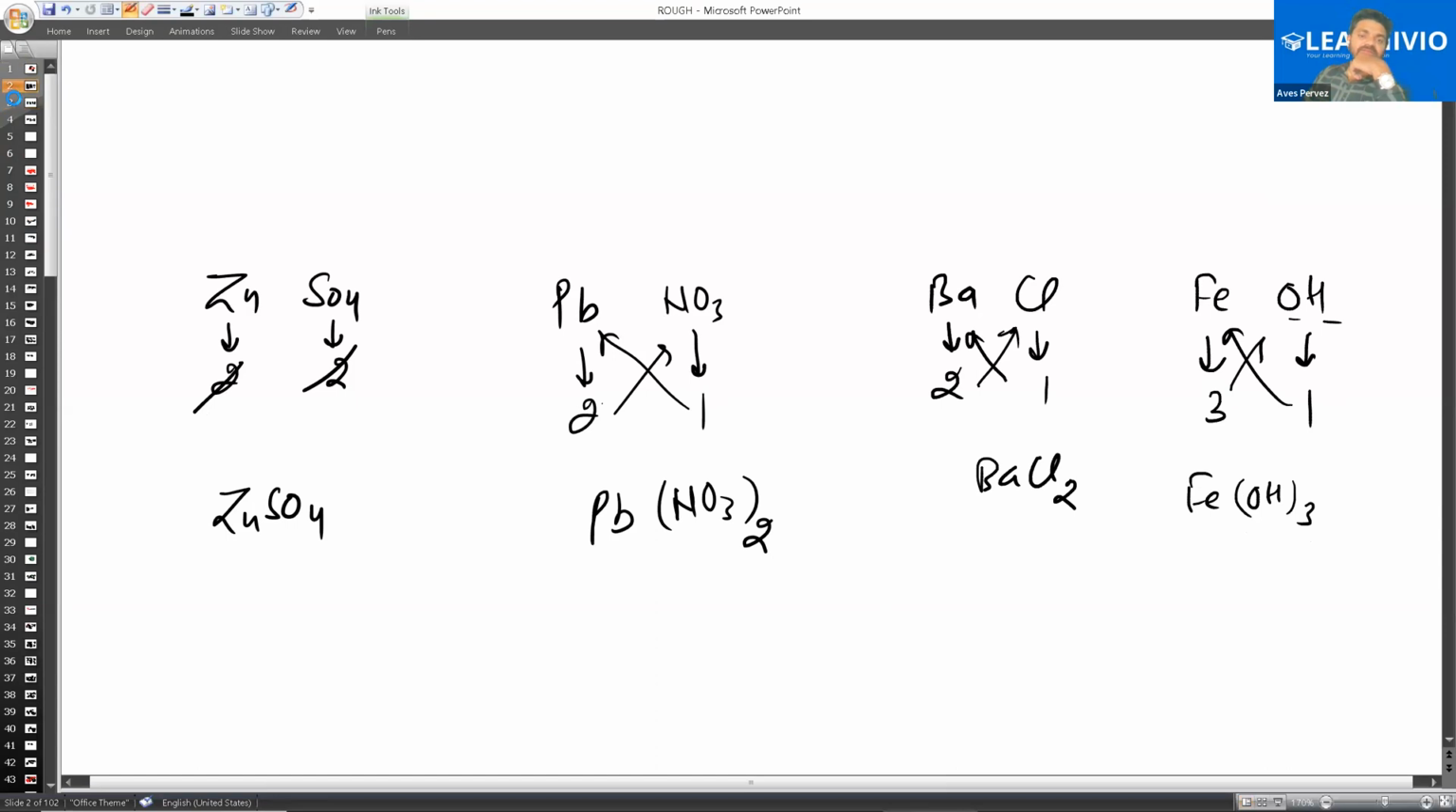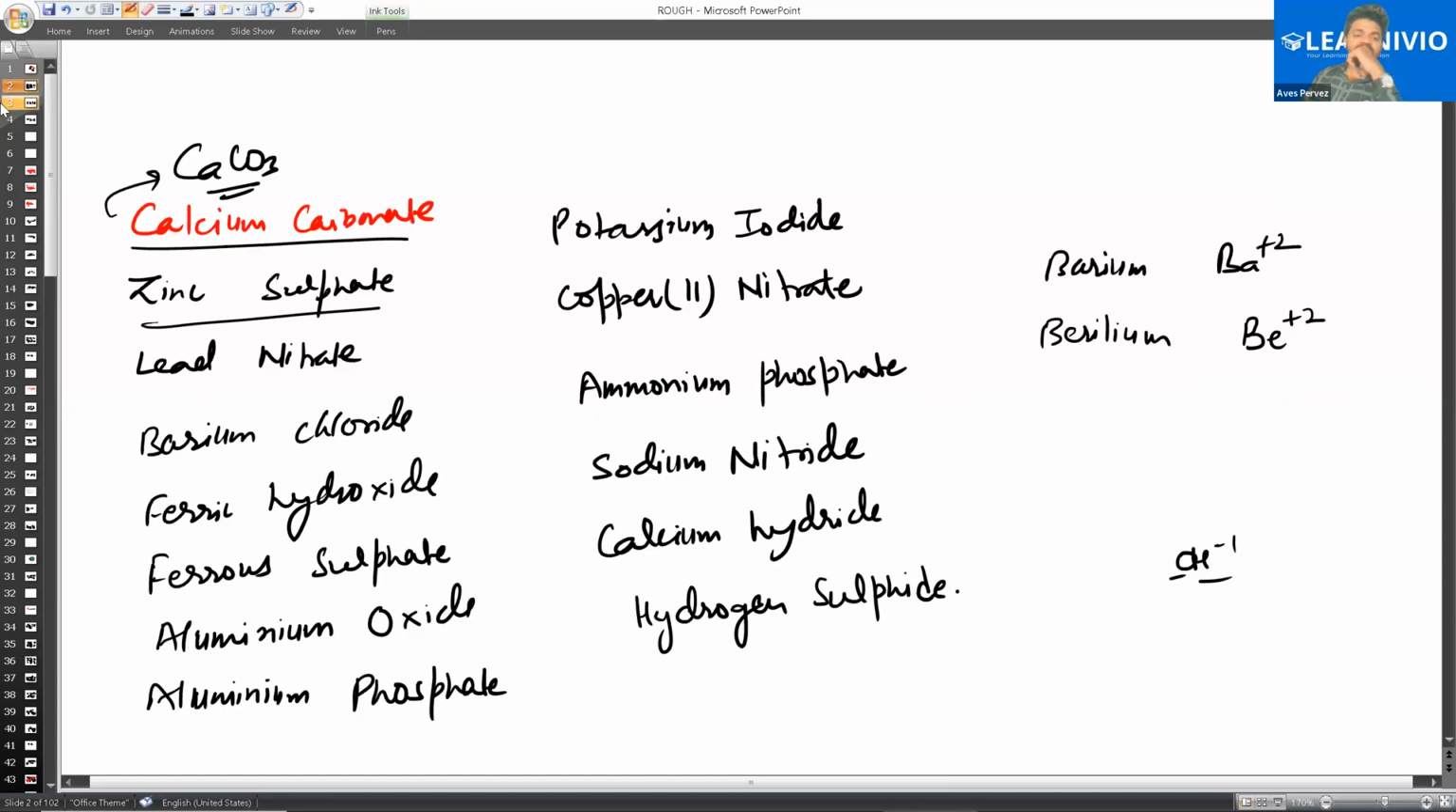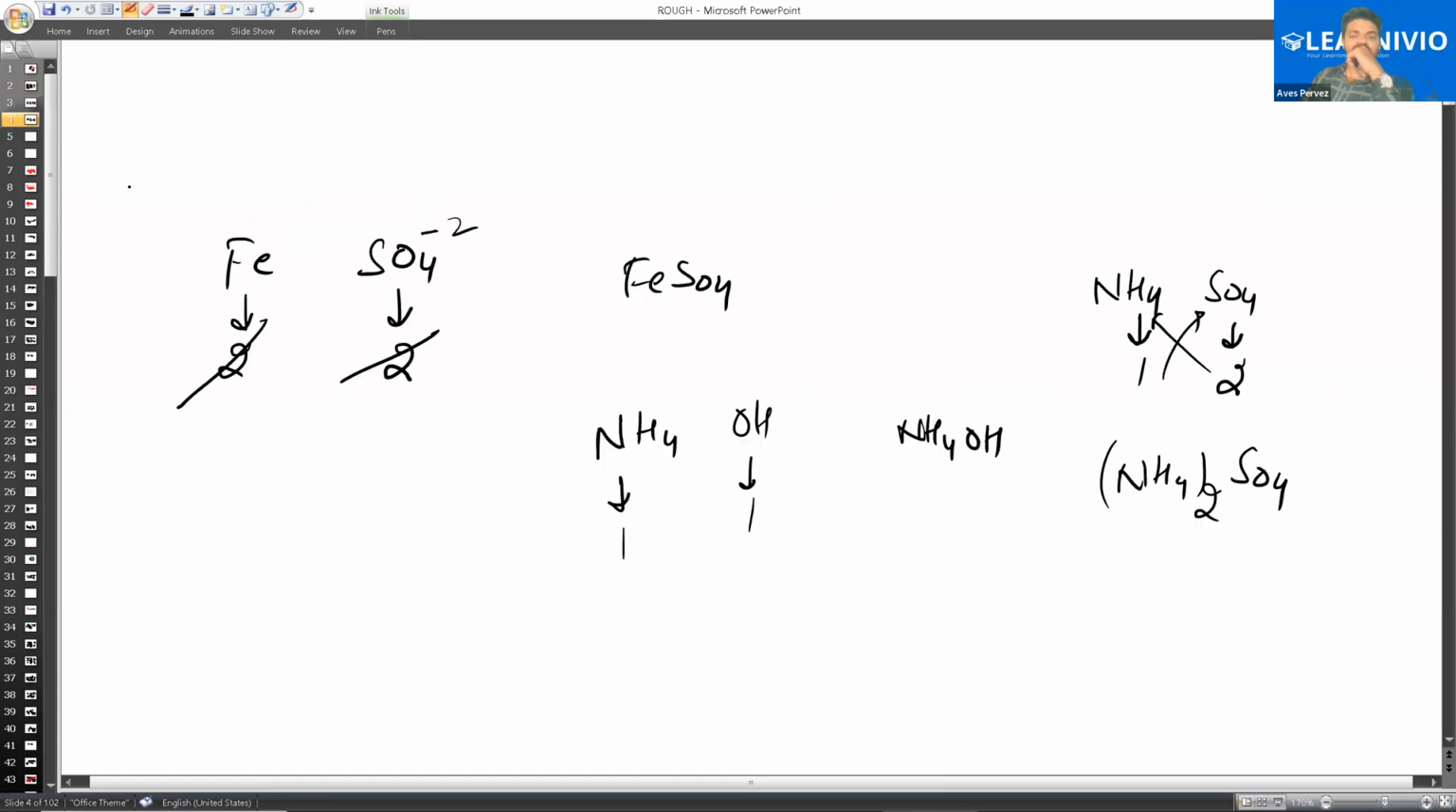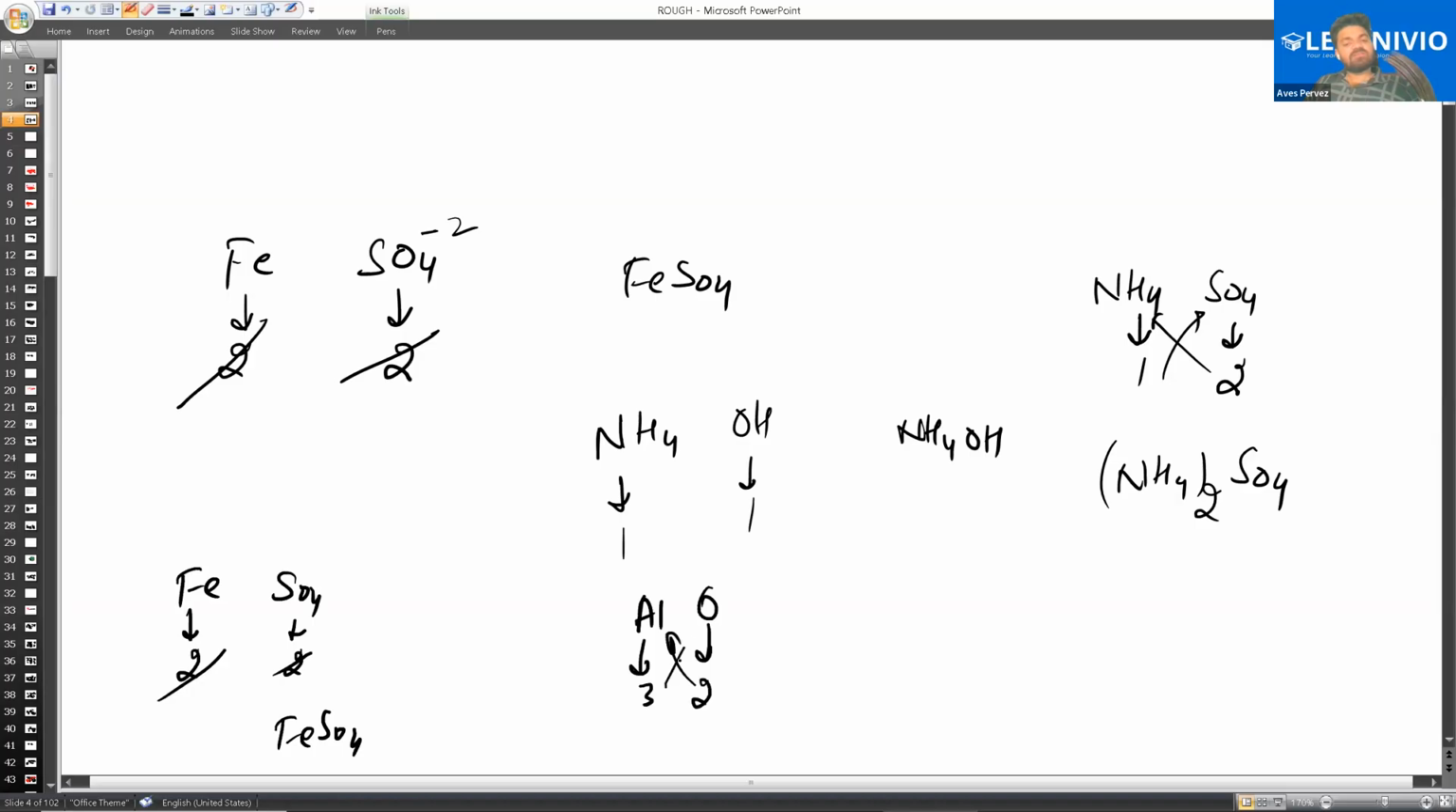Then next, ferrous sulfate, aluminium oxide, aluminium phosphate. Ferrous sulfate. Ferrous means iron has valency 2 and sulfate is also 2. They will cancel out each other. You will get FeSO4. Then aluminium oxide. Aluminium has valency 2, oxide has 3. Sorry. Aluminium has 3 and oxide has 2 valency. They will cross multiply. You will get Al2O3.